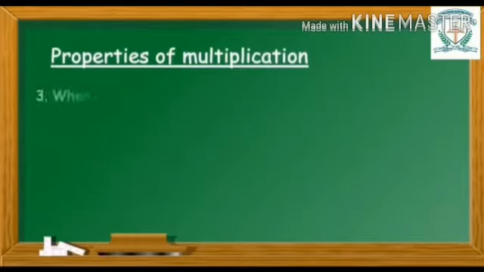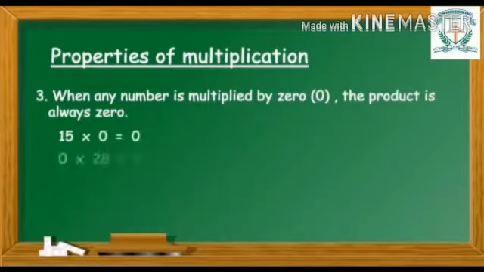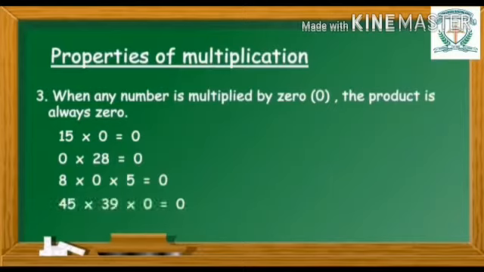Property 3. When any number is multiplied by 0, the product is always 0. For example, 15 into 0 is equal to 0. 0 into 28 is equal to 0. If we multiply three numbers, that is 8 into 0 into 5, the product will be 0. And 45 into 39 into 0 is equal to 0.